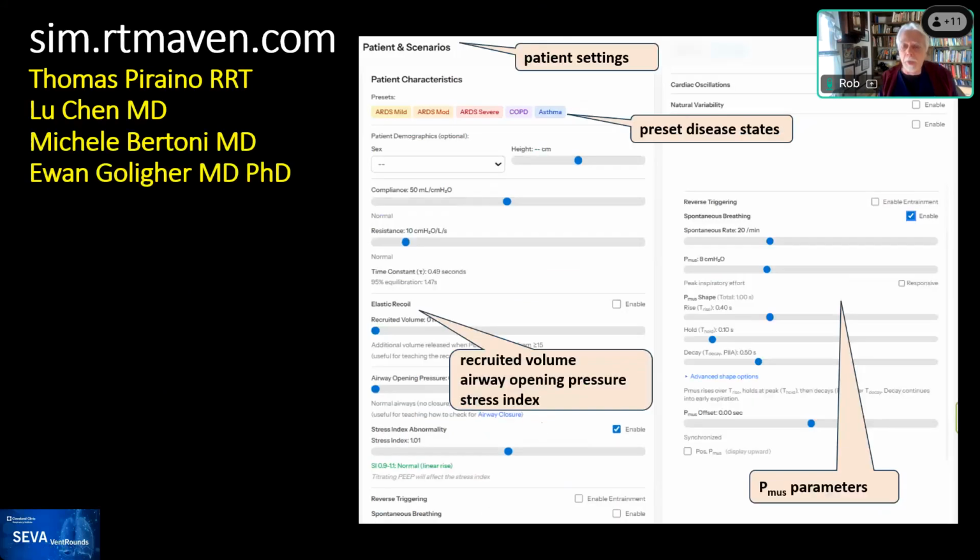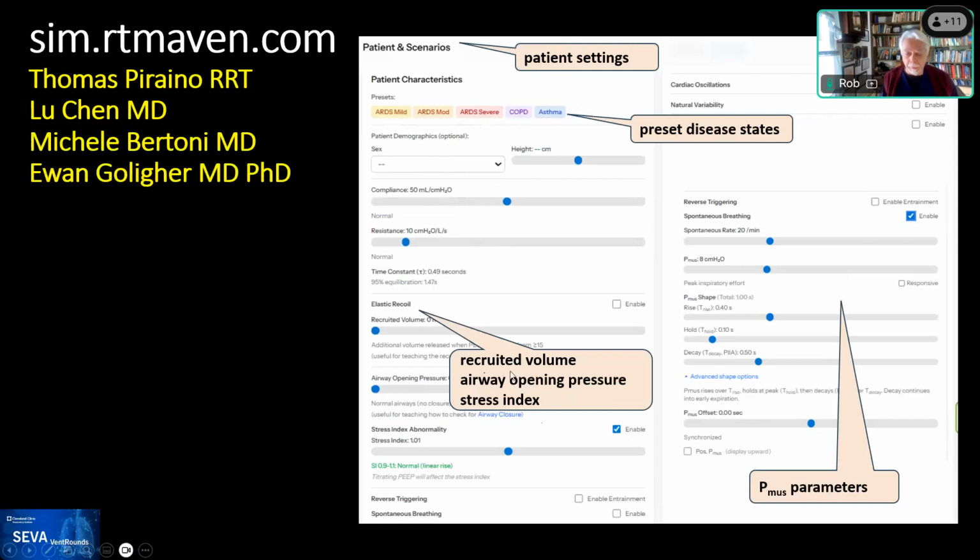If you look at one of the drop-down menus, you get the patient scenarios. And here you can see there are preset disease states. So if you don't know what to put in for resistance and compliance, then you can click on one of these things and simulate the mechanics of different patient diseases. Or, of course, you can always adjust whatever you want.